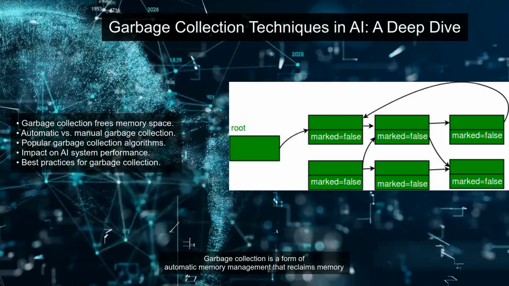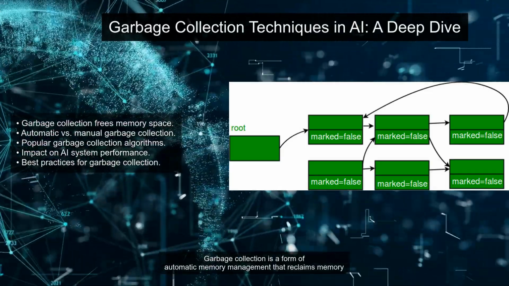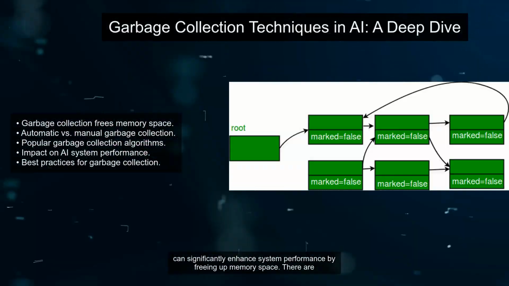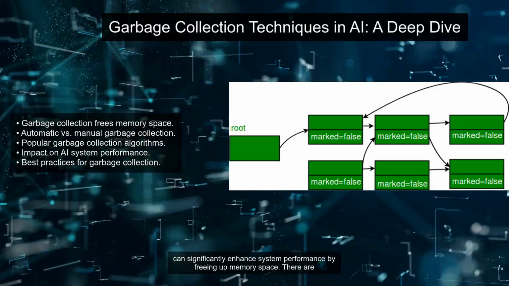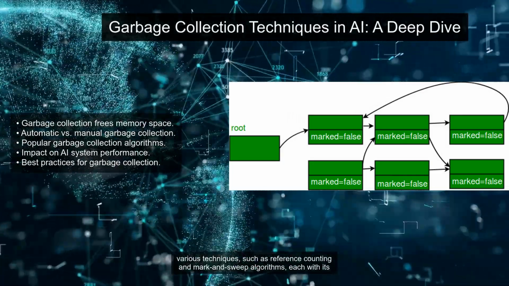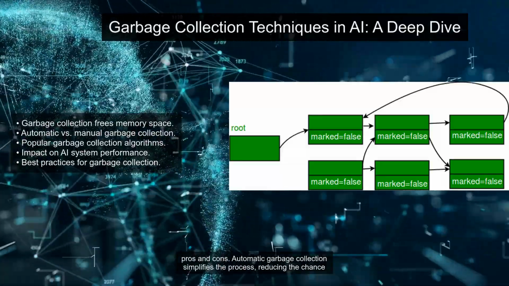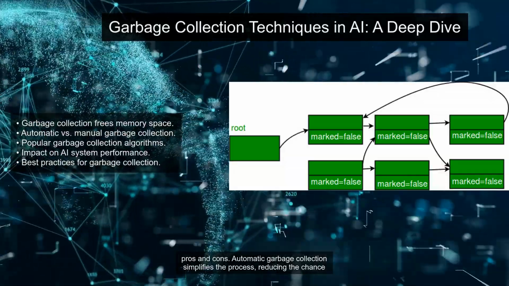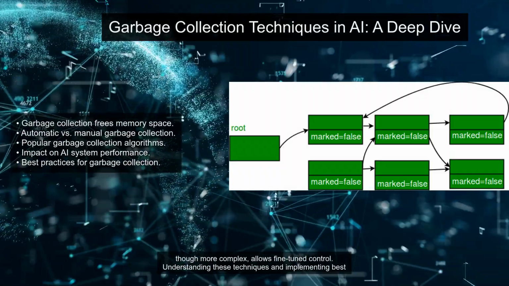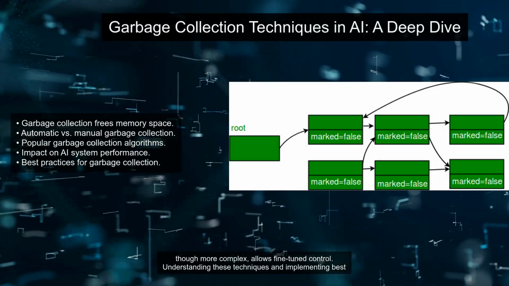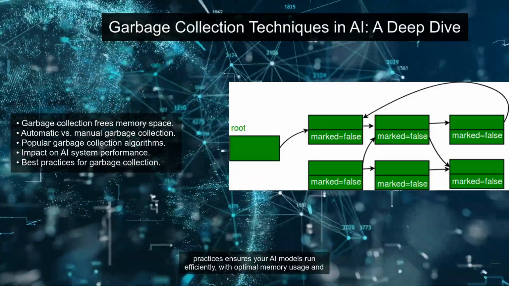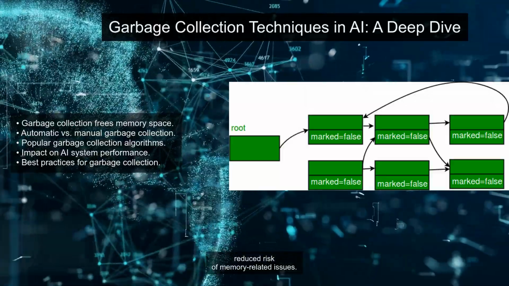Garbage collection is a form of automatic memory management that reclaims memory occupied by objects no longer in use. In AI, efficient garbage collection can significantly enhance system performance by freeing up memory space. There are various techniques, such as reference counting and mark and sweep algorithms, each with its pros and cons. Automatic garbage collection simplifies the process, reducing the chance of memory leaks, but it may introduce performance overhead. Manual garbage collection, though more complex, allows fine-tuned control. Understanding these techniques and implementing best practices ensures your AI models run efficiently, with optimal memory usage and reduced risk of memory-related issues.